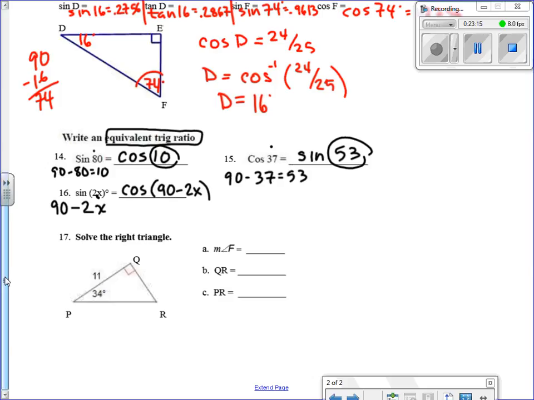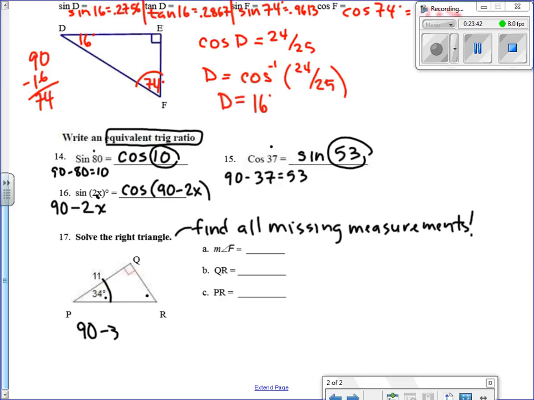Now, solving a right triangle means find all missing measurements, all of them. That means all of the missing angle measurements, and then all of the missing sides. So I know this angle, and this angle right here is going to be the complement of 34 degrees. So I can go 90 minus 34, and I get 56. So this angle is 56 degrees.